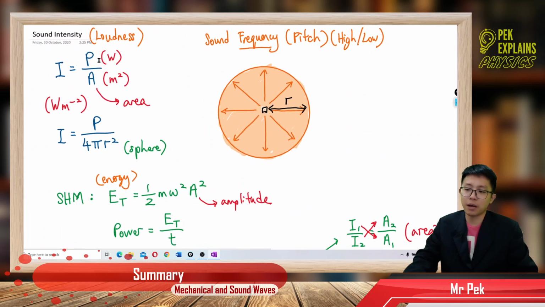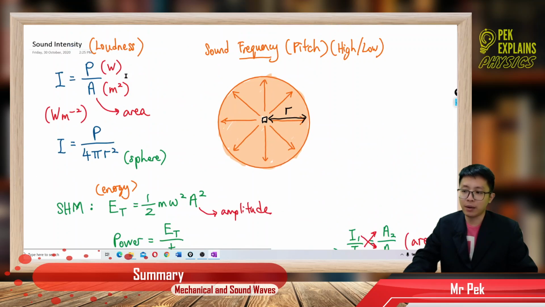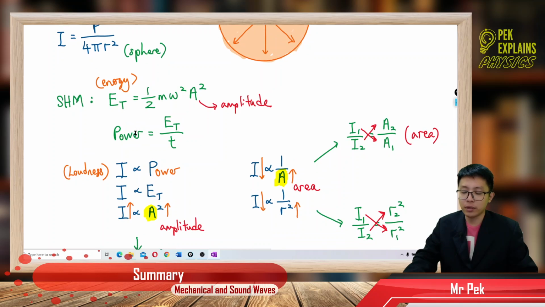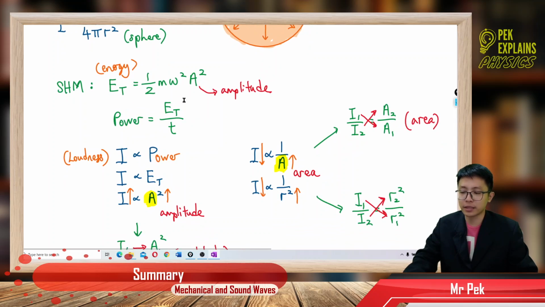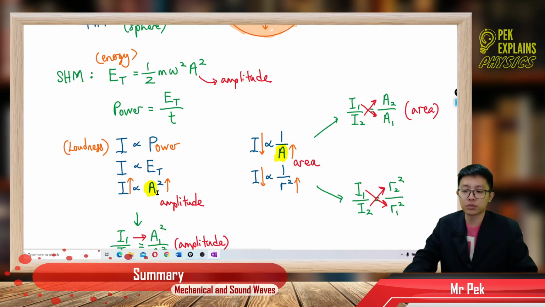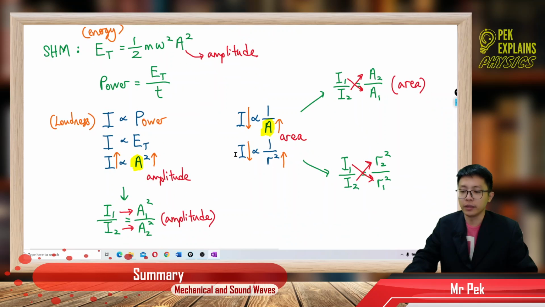So intensity is power over area. Power can be represented by energy, and energy can be represented by the amplitude. So that's why intensity is proportional to the amplitude square. But intensity is inversely proportional to the area, and intensity is also inversely proportional to the distance square.